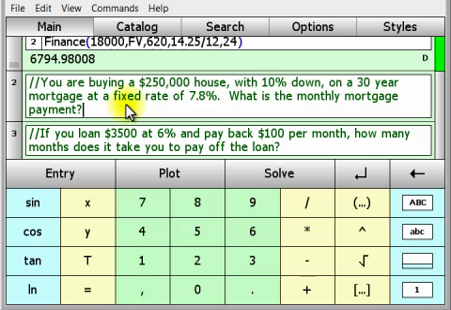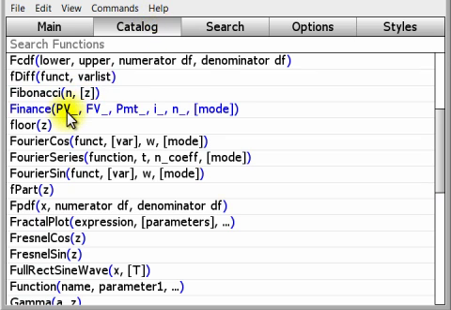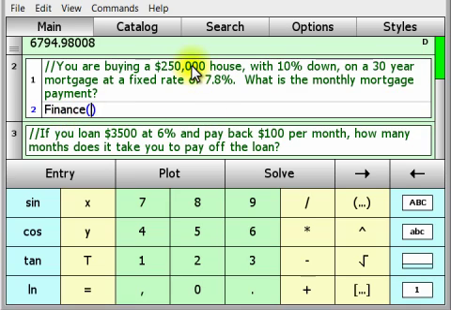Let's look at our second problem. You're buying a $250,000 house with 10% down on a 30-year mortgage at a fixed rate of 7.8%. What is your monthly mortgage payment? Go ahead and grab the finance command. This is a very typical problem for us in this class, calculating mortgage payments.